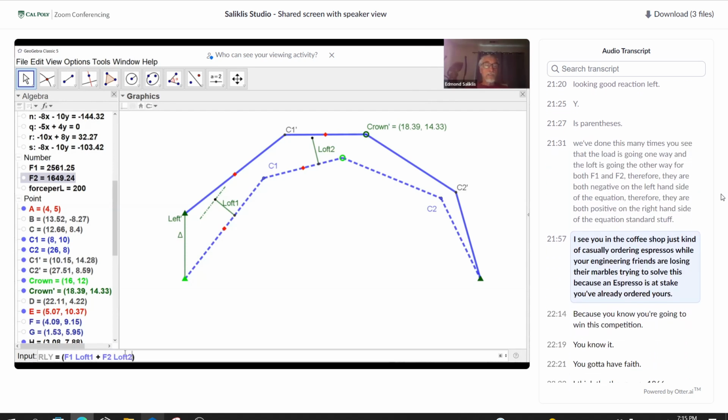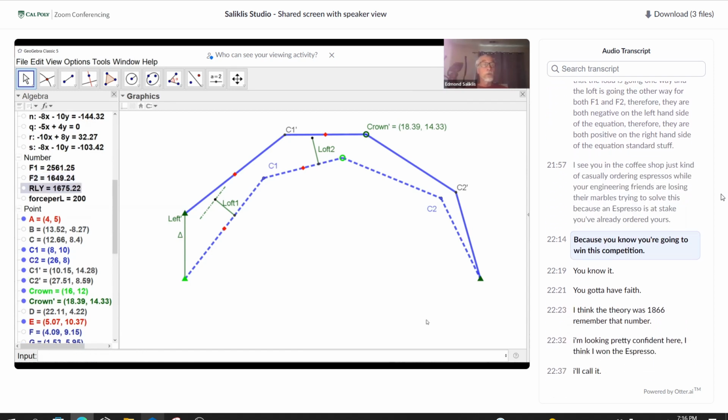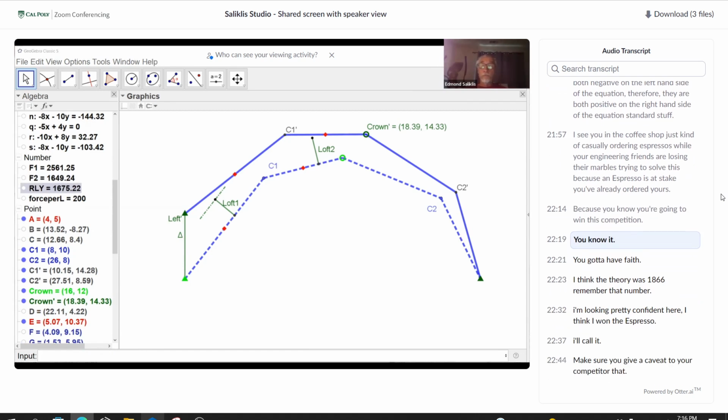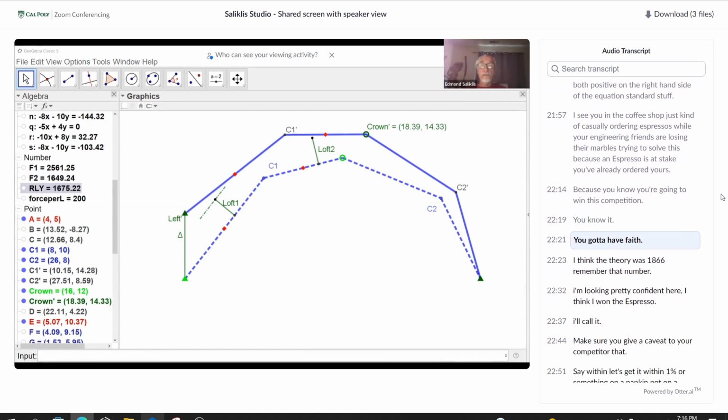I see you in the coffee shop, just kind of casually ordering espressos while your engineering friends are losing their marbles trying to solve this because an espresso is at stake. You've already ordered yours because you know you're going to win this competition. You know it. You got to have faith.